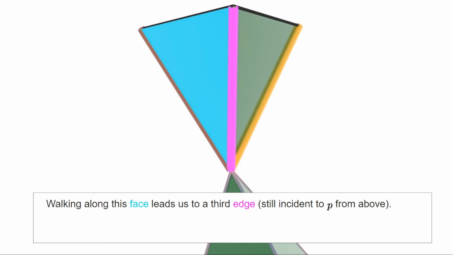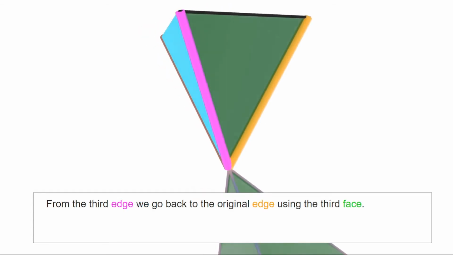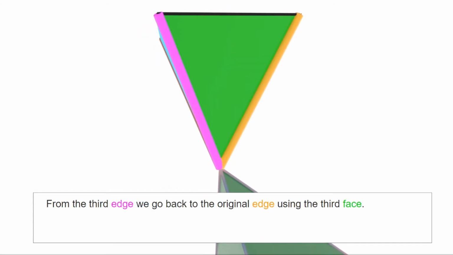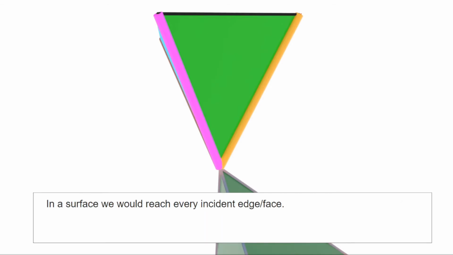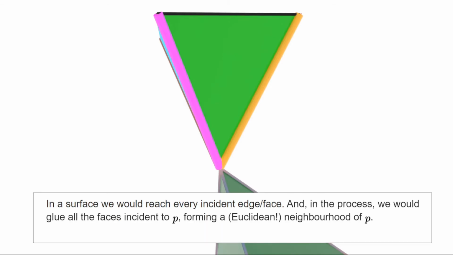In general, we will keep doing this argument, walking one face at a time, but in this case we see that if we walk one more face, in green, we will go back to the original edge. And now we see the problem. These three faces together form a disk that has P in the middle. If we were working in a surface, we would be done, because this would be a Euclidean neighborhood of P. But the problem in this simplicial complex is that we can argue in the same way with the bottom edges and form a second disk.